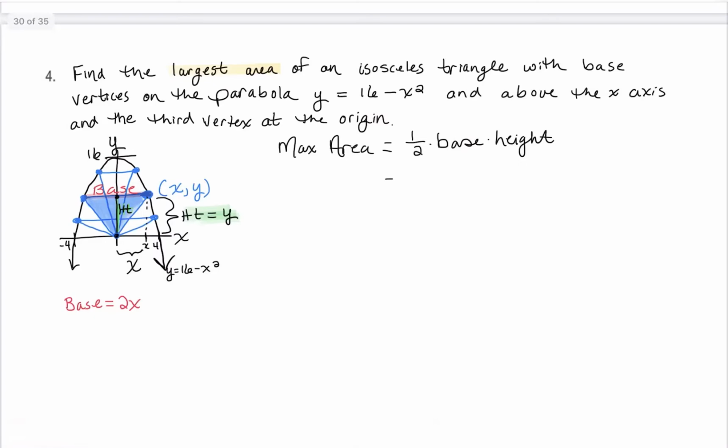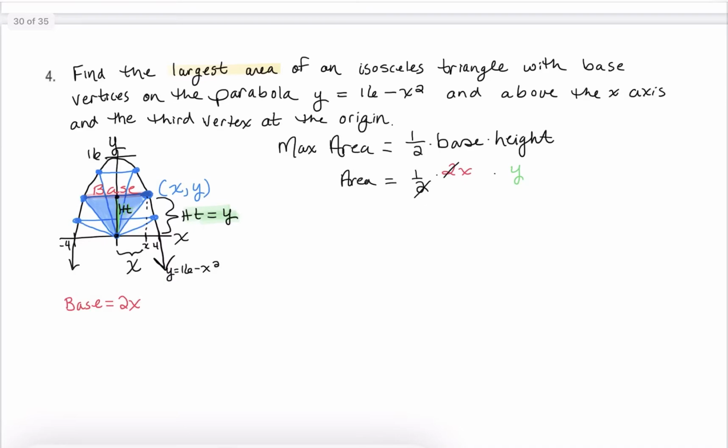And so we have 1/2. Our base is the 2x, and the height here is the y. All right, well, this is like it often is in terms of more than one variable. And so we need to get this in terms of just x or y, but in this case, what we want to also use is the fact then that this is a point on this parabola.